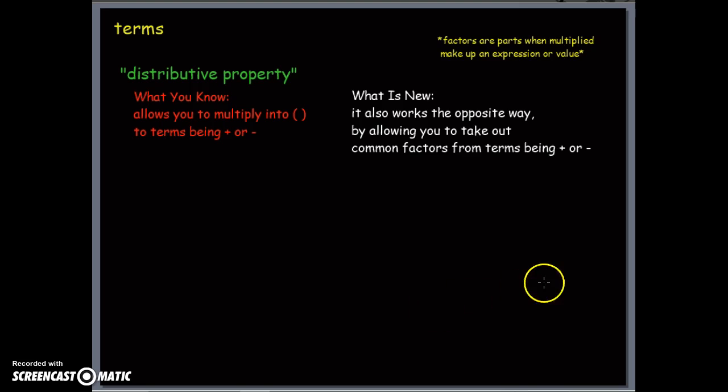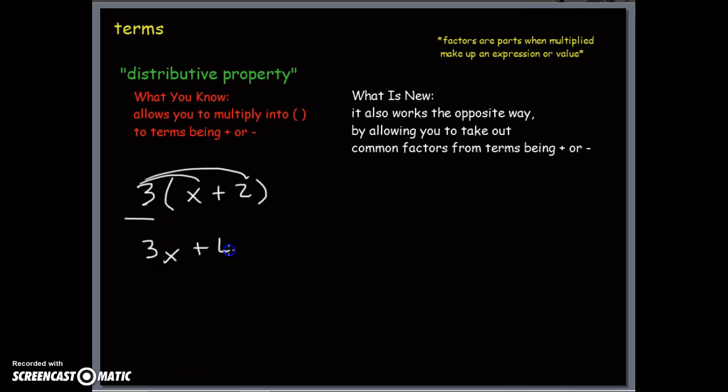Just one key term today, and it's the distributive property. So you're already thinking, well, I already know what the distributive property is, and you're right. You know that the distributive property lets you take something like 3 times x plus 2, and it lets you take this 3 and multiply it into the terms that are being added to get 3x plus 6. You know this part of the distributive property.